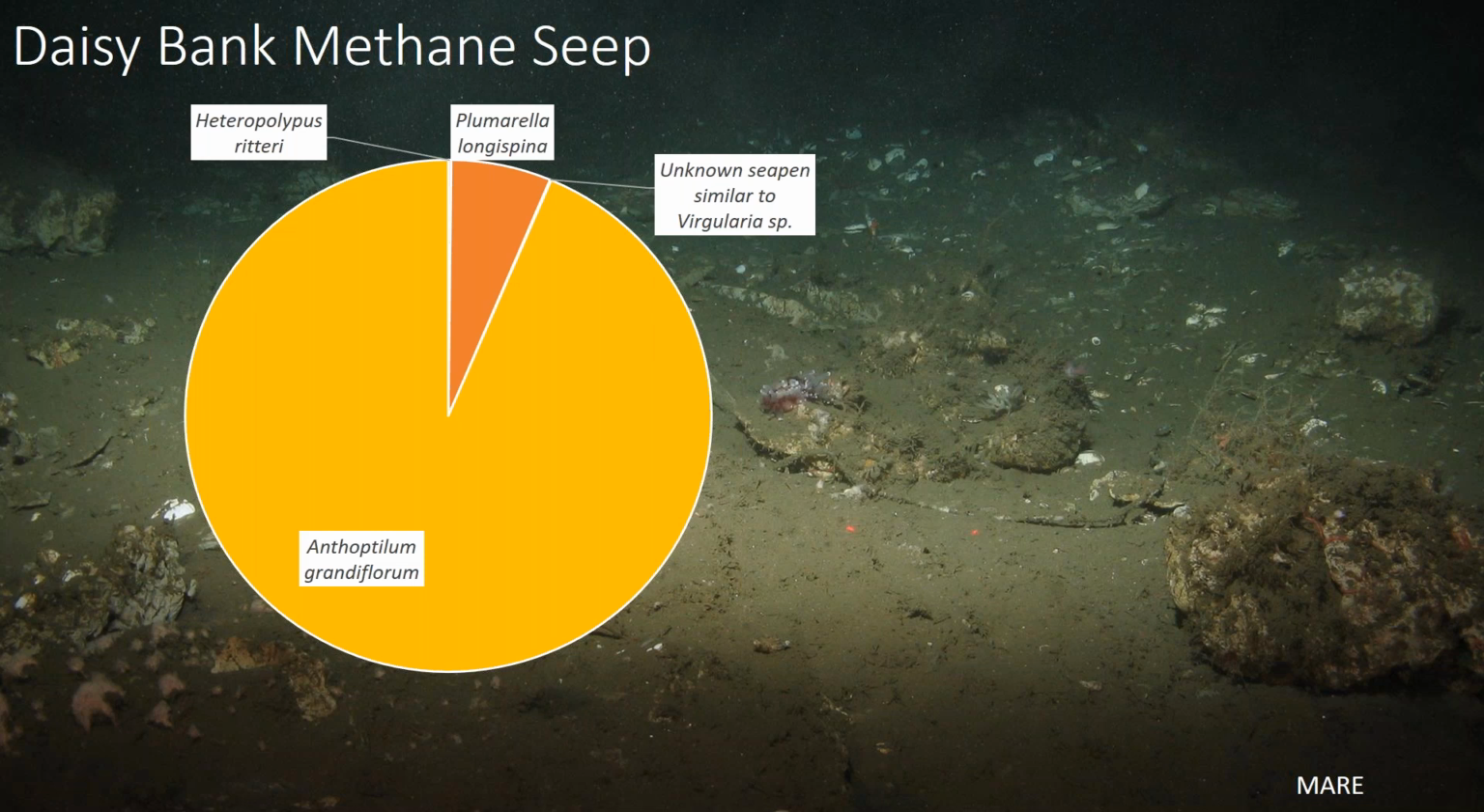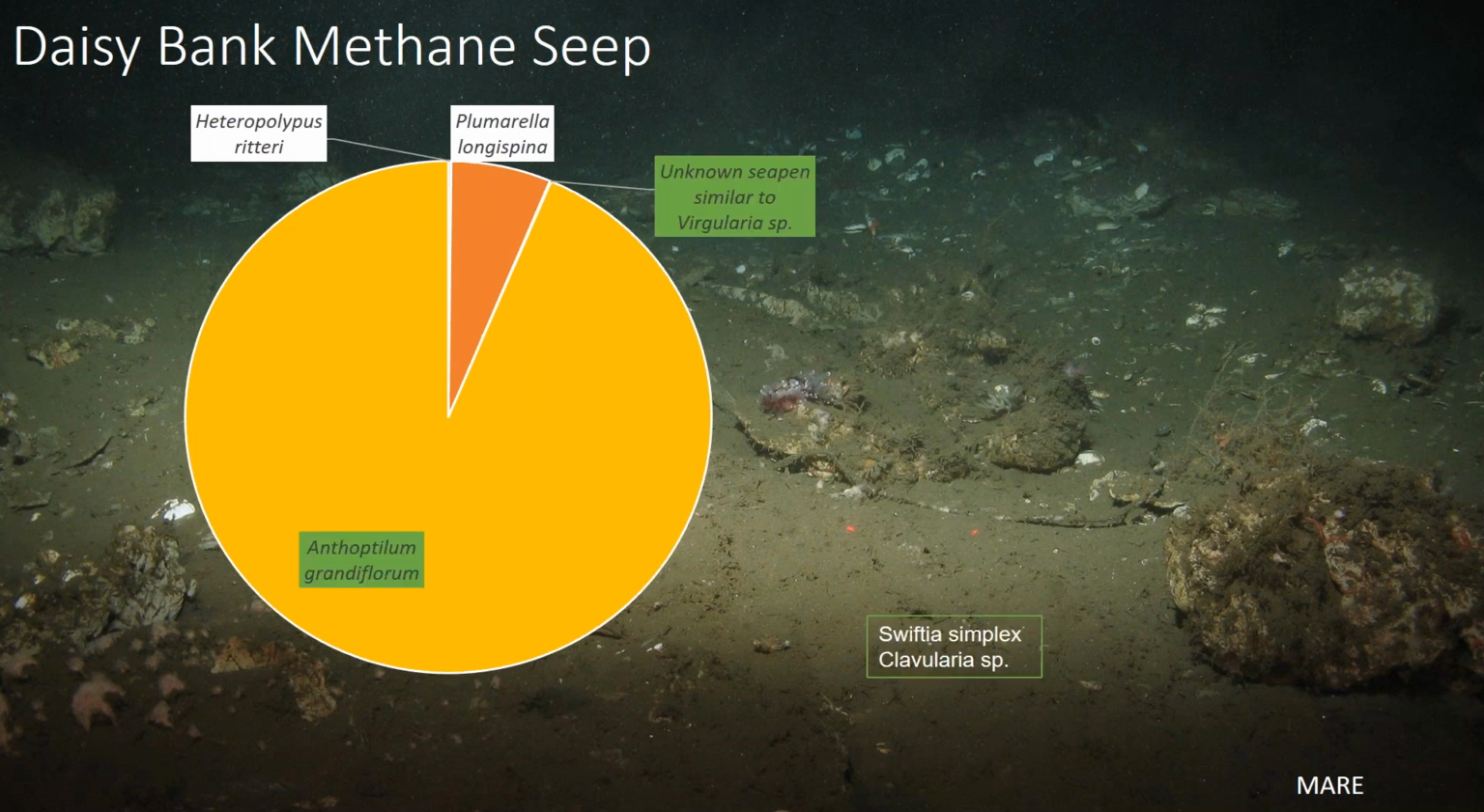So for instance, in water collected alongside the methane seep, we were able to detect mushroom corals, a primnoid coral called Plumarella, as well as sea pens that are unknown to our current voucher collection. We also visually observed 2 species of coral, Swiftia simplex and Clavularia, which is a low-lying stoloniferous soft coral. However, we haven't detected those in our environmental DNA sequencing yet.